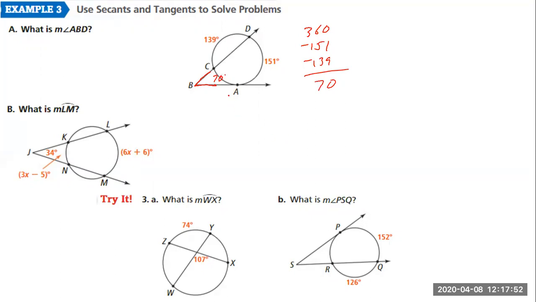So now that we know this, we're going to take the big arc, which is the 151, minus the smaller arc. Again, these are the two intercepted arcs, and then divide by 2. So we have 151 minus 70 divided by 2 is 40.5. So our final measure for that angle is going to be 40.5 degrees.